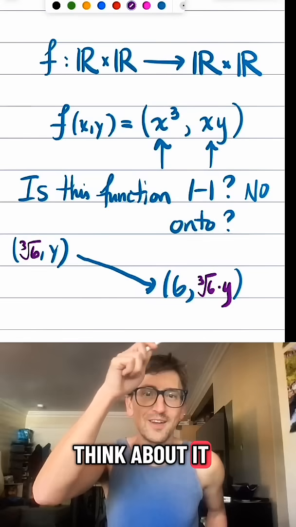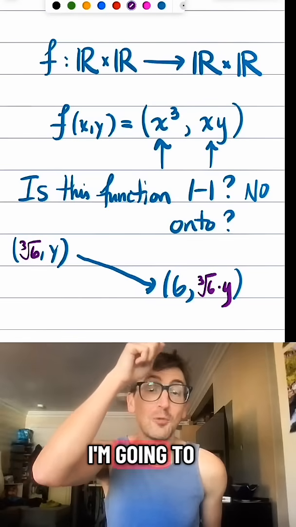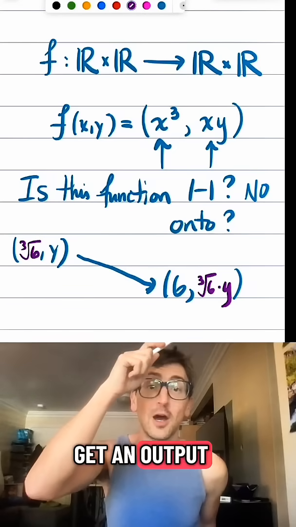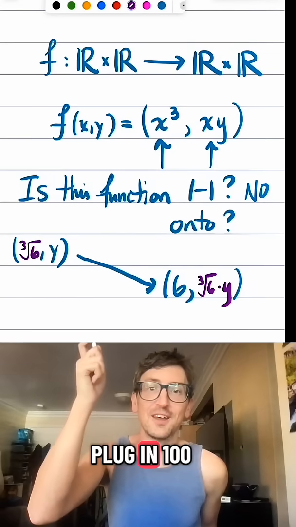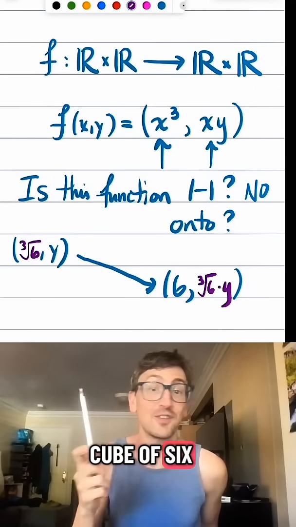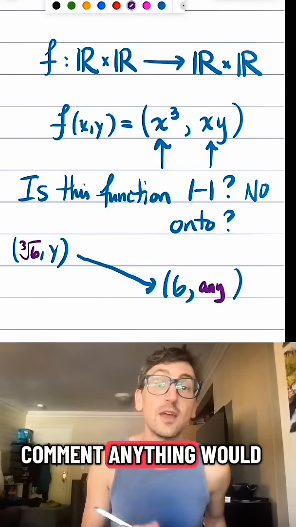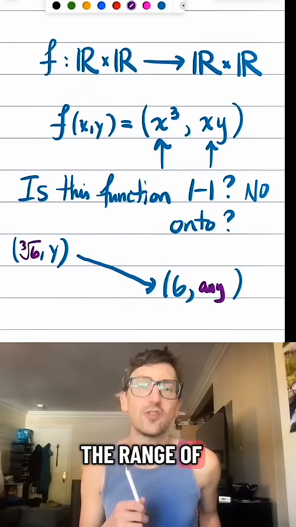And if you think about it, whatever I want over here, I'm going to be able to get by changing my value of y. For instance, if I wanted to get an output of 100, I would just plug in 100 divided by the cube root of 6, and that would work perfectly. And so that shows us that 6 comma anything would indeed be in the range of this function.